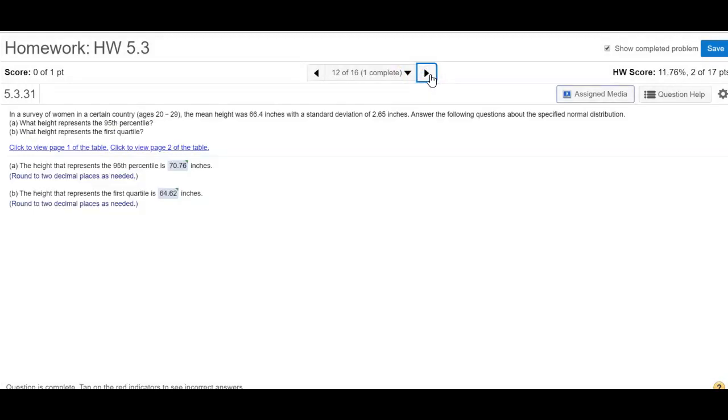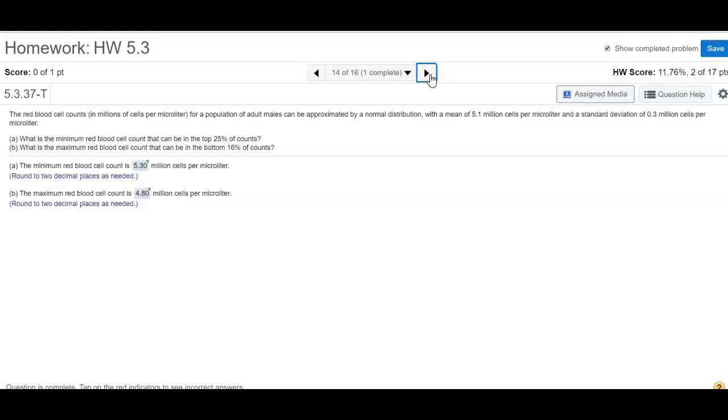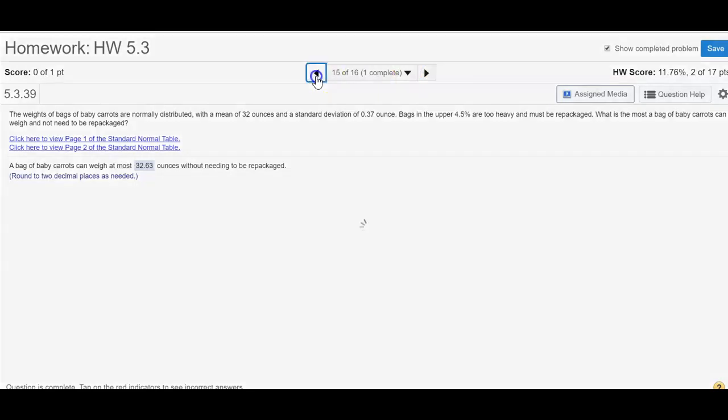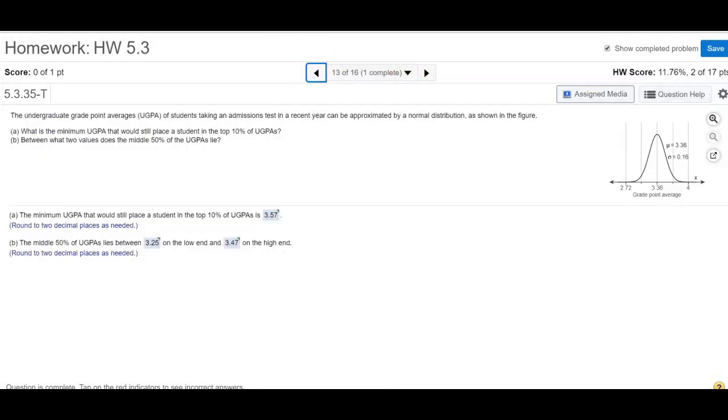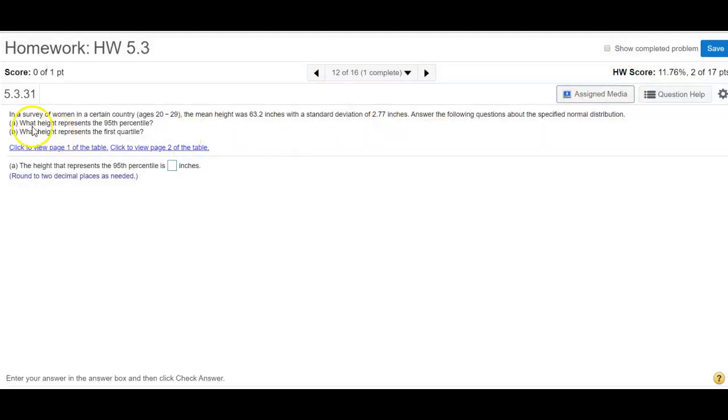Let's see. Do I want to do this one or... all of them look very good. Okay, let me go ahead and do problem number 13. Actually, let me do 12. In a survey of women in a certain country, ages 20 to 29, the mean height was 63.2 inches. As soon as I see something that I have to take care of, I will underline it. 63.2. Standard deviation is 2.77.